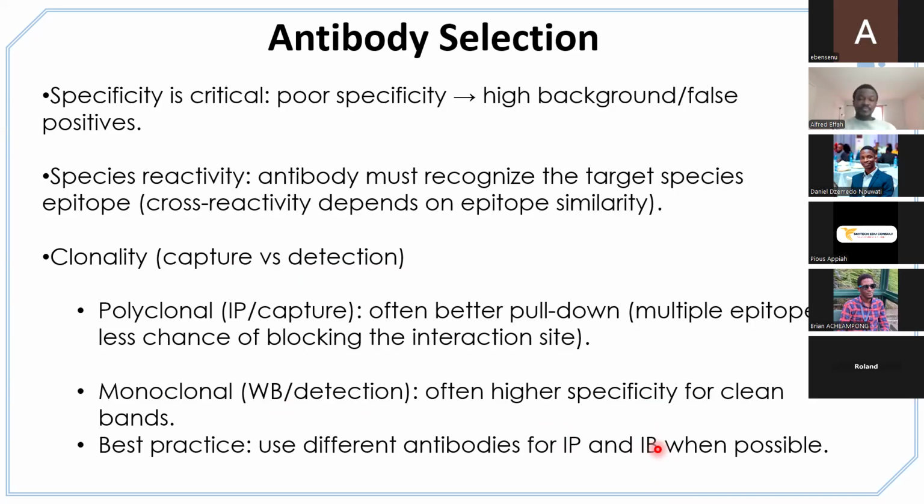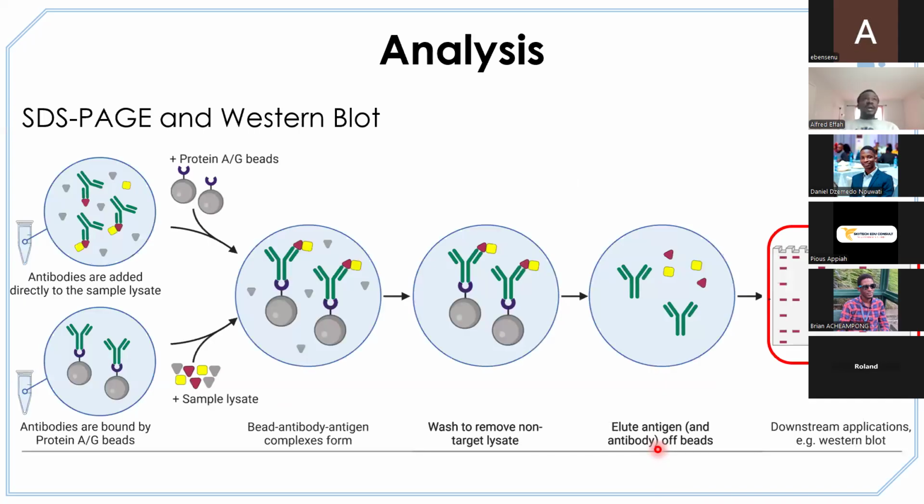Now, how do we analyze? Assuming we had everything right, everything is on point, our lysis buffer, washing, everything is fine, and there was an interaction here. How do we see this? How do we confirm that indeed protein X was interacting with protein A? So this is the part where we do the analysis. We can perform SDS-PAGE or we can perform a Western blot.